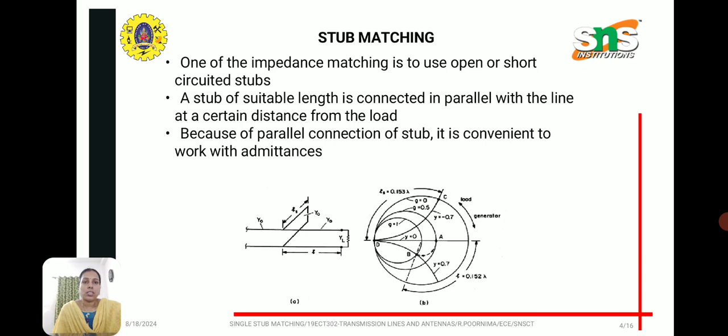One of the impedance matching methods is to use an open or short circuited stub. It is known as stub matching. A stub of suitable length is connected in parallel with the line at a certain distance from the load. A stub is also a transmission line. Because of the parallel connection of the stub, it is convenient to work with the admittance.